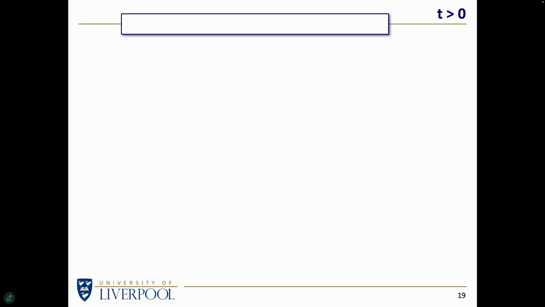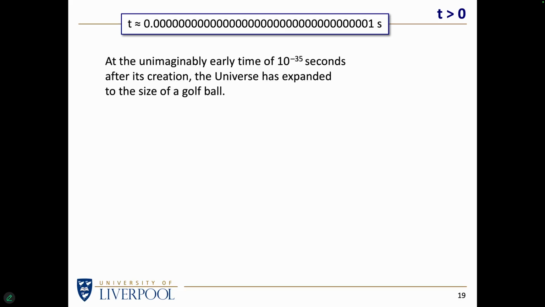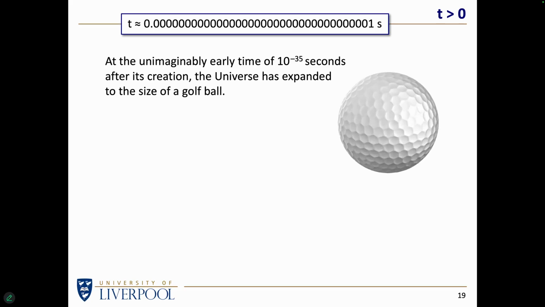Let's move forward a little bit in time. Let's move forward to the time of 0.000. You can count the zeros yourself. At the unimaginably short time of 10 to the minus 35 seconds after creation, the universe has expanded. The observable universe has expanded until it's about the size of a golf ball. In other words, the observable universe at the moment is approximately 100 billion light years in diameter.